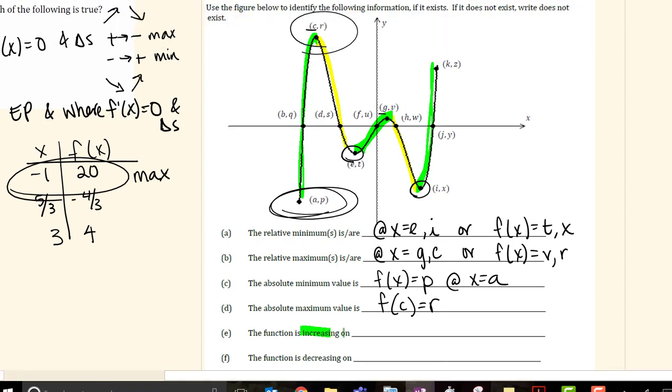So we are increasing. We always use x intervals for increasing, so we're increasing from A to C, union E to G, union I to K. We are decreasing from C to E, union G to I, because this is a continuous function.